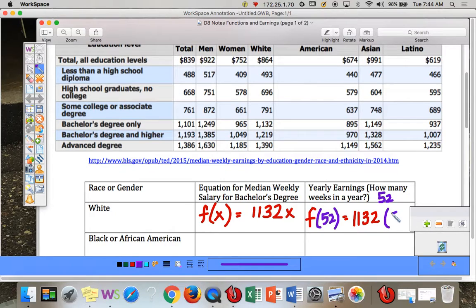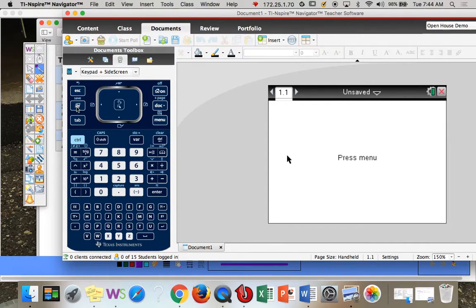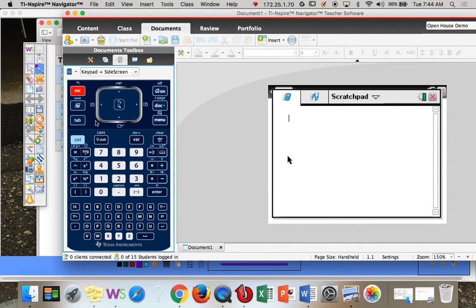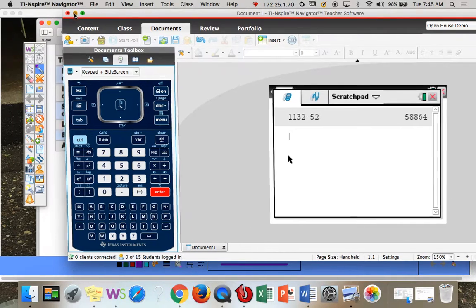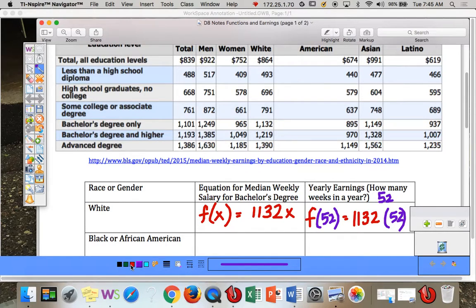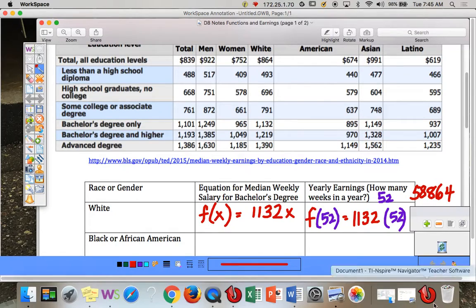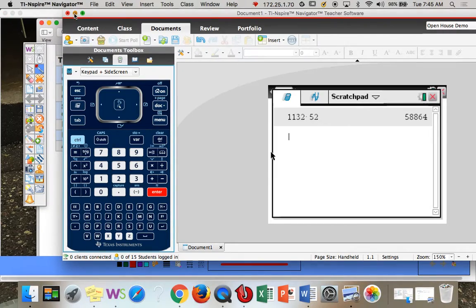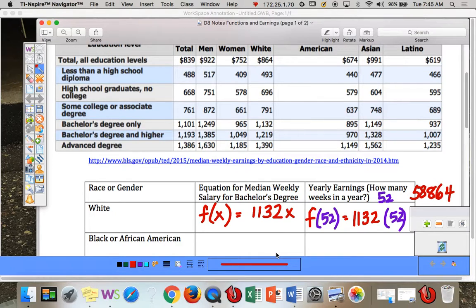So it'll be 1132 times 52. Let's calculate that actual number. 1132 times 52. So the median yearly salary, without any taxes taken out, if you have a bachelor's degree, would be about $58,864 according to this table. Let's write that down. $58,864, I believe. It's almost $60,000 for the median. That's pretty good. All right, what if you are black or African American?